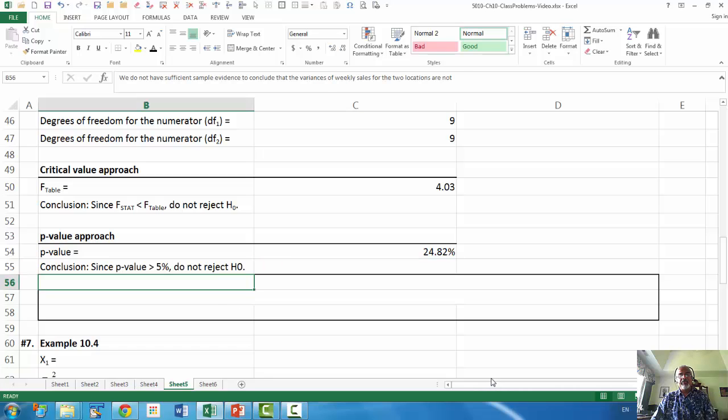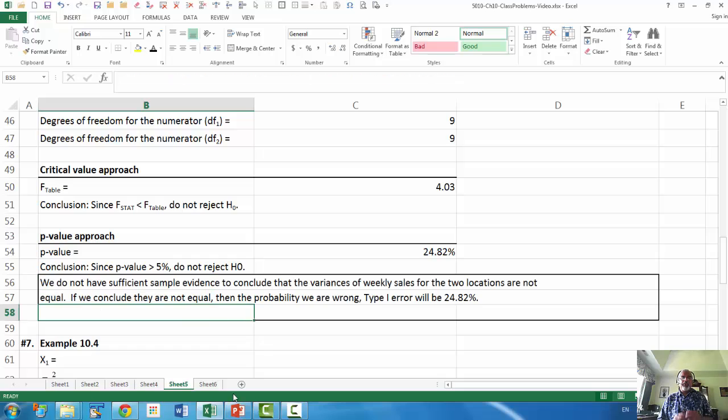Okay, now let's do an interpretation. So we do not have sufficient sample evidence to conclude that the variances of weekly sales for the two different location choices are different. Okay, if we concluded the variances are different, then the probability we are wrong, that is we commit a type 1 error, is 24.82%.